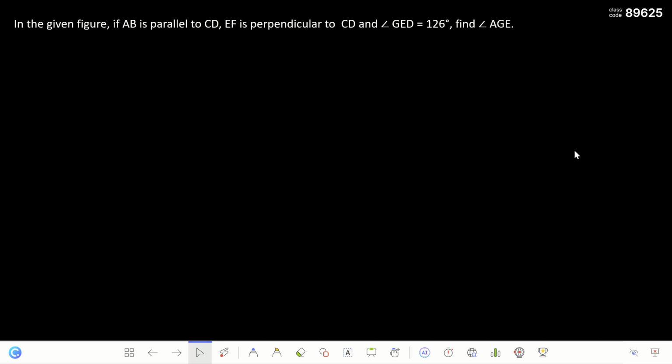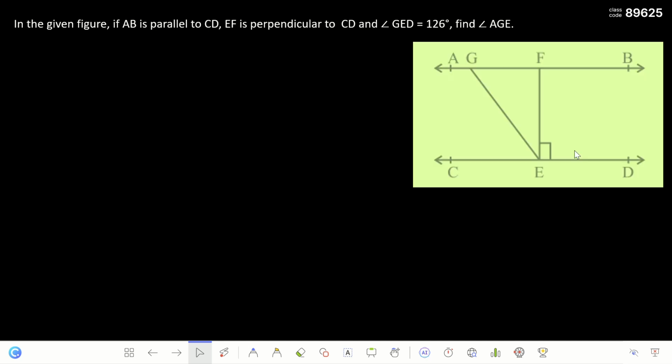In the previous videos, we learned quite a lot of things, right? Now, in this video, let us have a look at a problem and understand the approach to solve such problems. In the given figure, if AB is parallel to CD, EF is perpendicular to CD, and angle GED equals 126, find angle AGE.